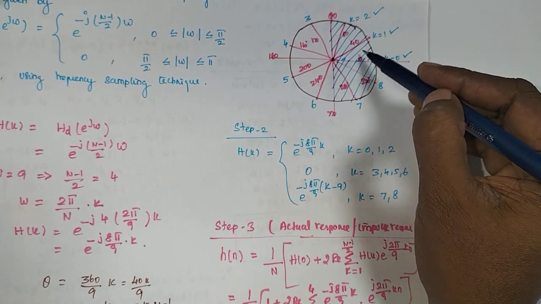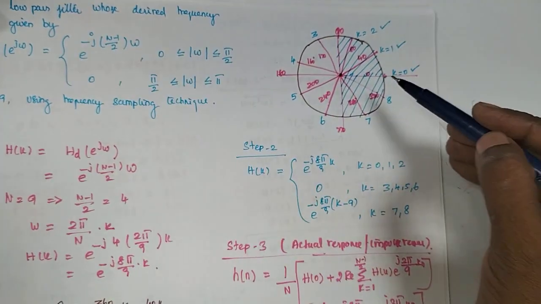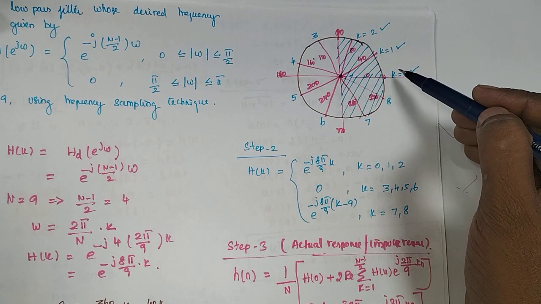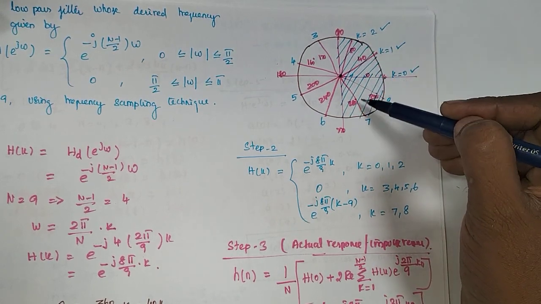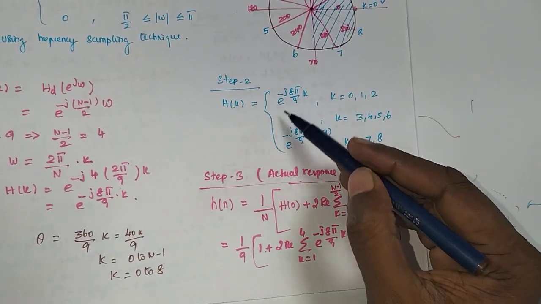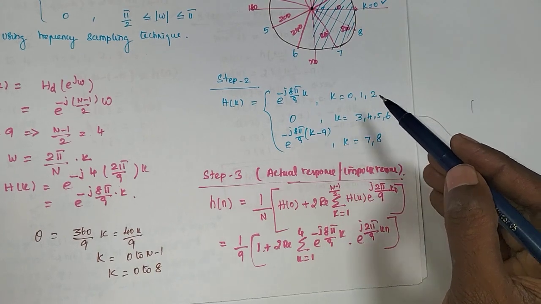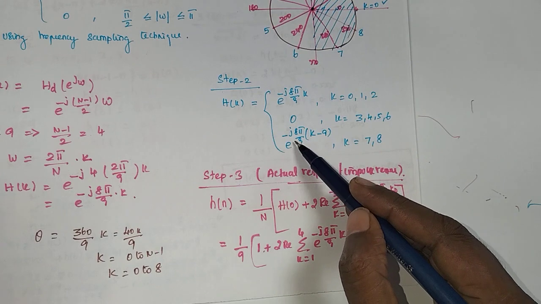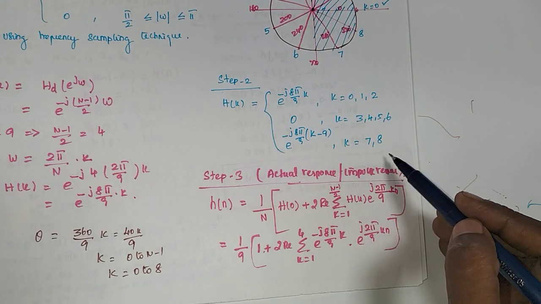So in that, my filter response is for 0 to pi by 2. So where it covers the samples for k is equal to 0, 1 and 2, and it is symmetrical, so that at 7 and 8. So I am rewriting my response as e power minus j 8 by 9 k for k is equal to 0, 1 and 2. For 0 it is 3, 4, 5 and 6. Again it is e power minus j for minus 1 and for minus 2 for value 7 and 8.